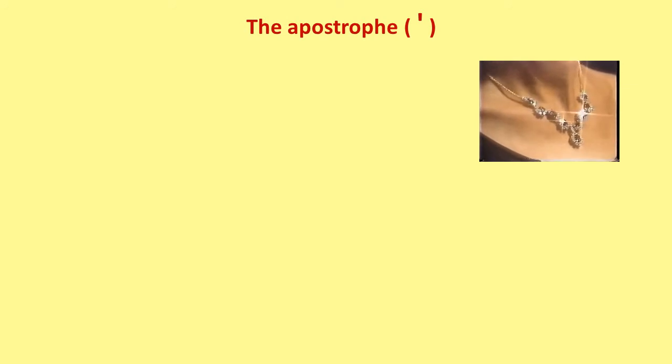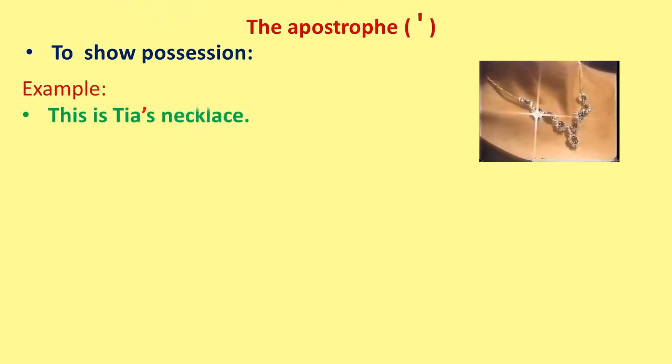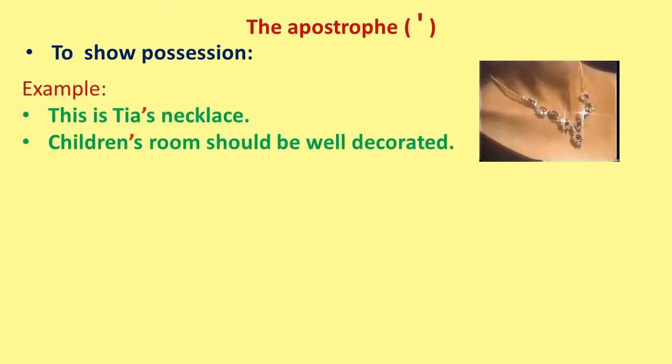Next, we have the apostrophe. The apostrophe is used to show that something belongs to someone, the possession. For example, this necklace belongs to Tia. This is Tia's necklace.